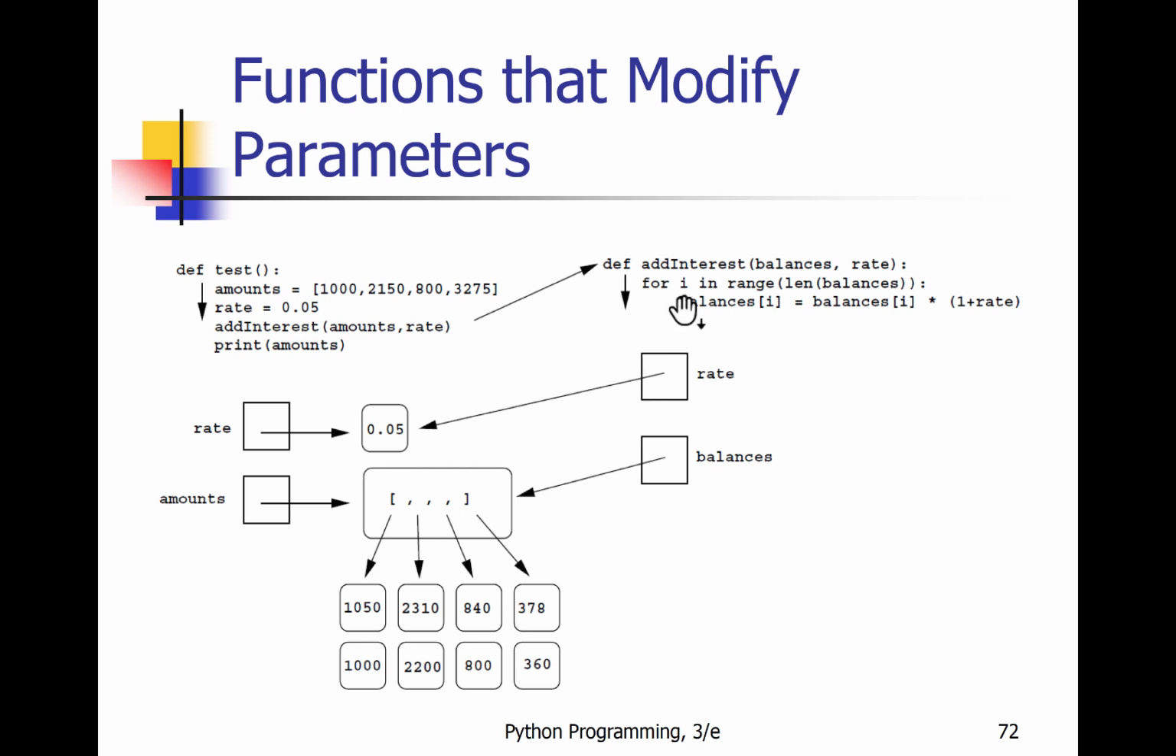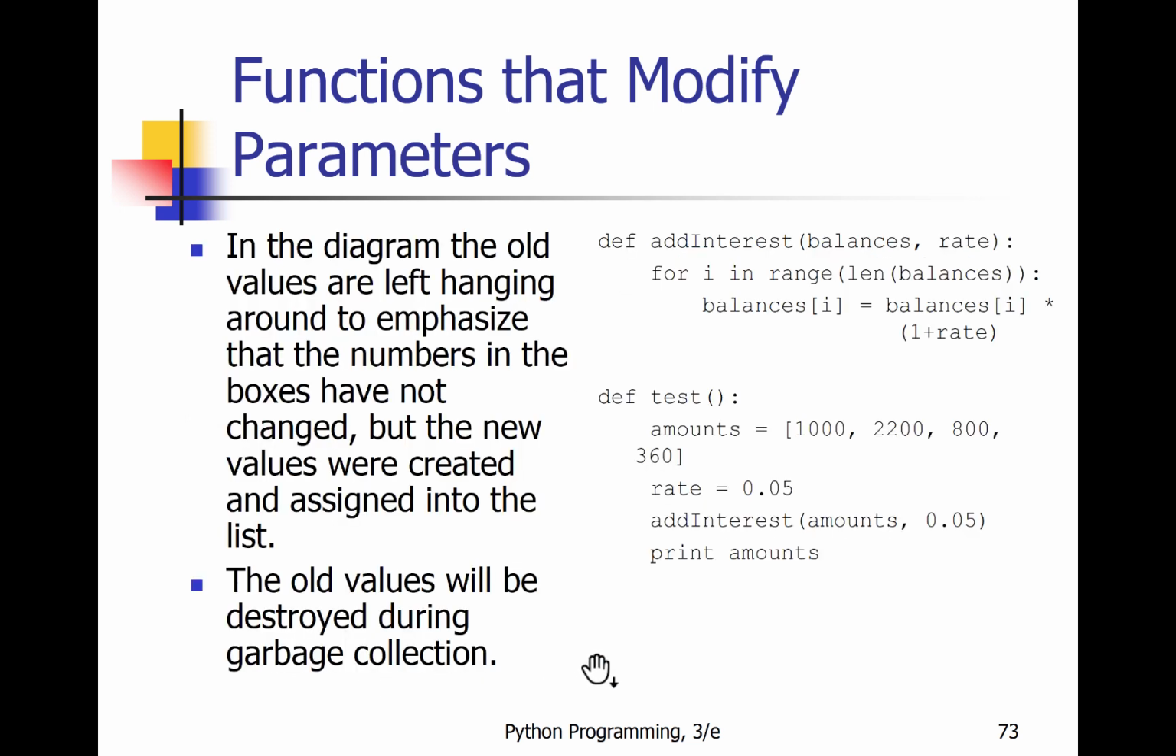So after add interest executes, the list is pointing to 4 new value objects. And these things have been orphaned, soon to be garbage collected. So in the diagram, the old values are left hanging around to emphasize that the numbers in the boxes have not changed. But the new values were created and assigned in the list. The old values will be destroyed during garbage collection. Makes sense.